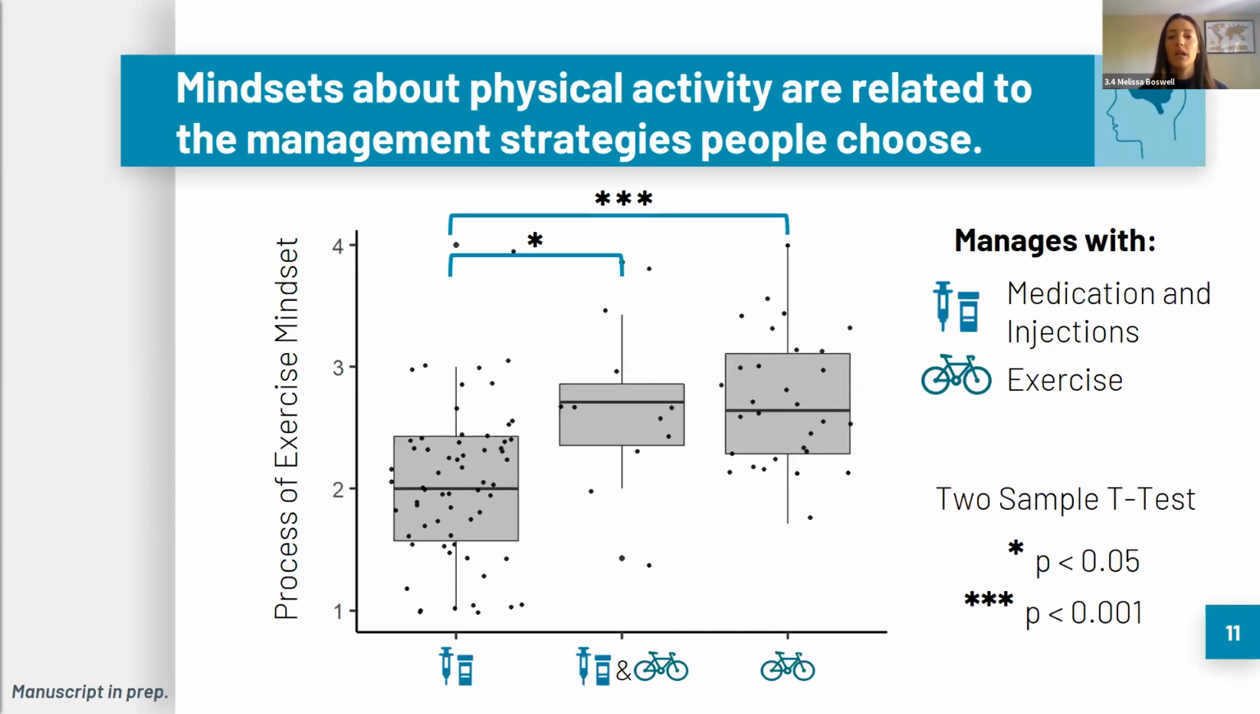So on the left is with pain medications or injections without exercise. In the center is with both medication and exercise. And on the right side is with exercise but without medication. And you can see that those who manage the disease with exercise have a much more adaptive mindset about exercise than those who use pain medications or injections. And it's also interesting to note that there is no difference in mindset between those that use exercise with and those that use exercise without medication or injections.